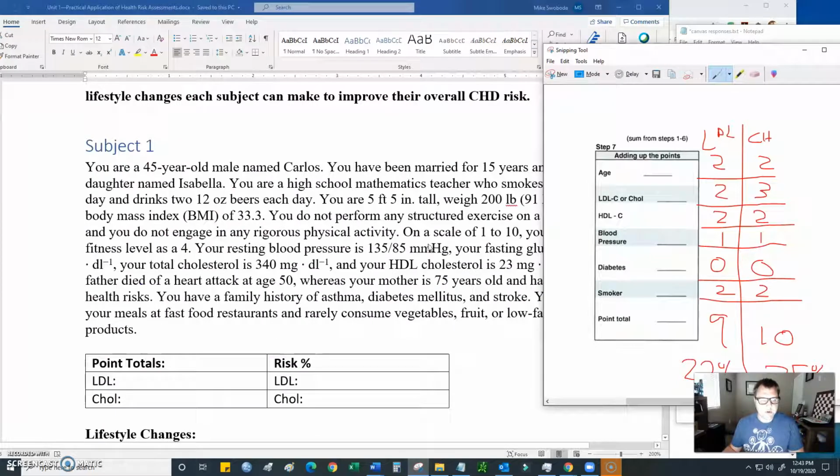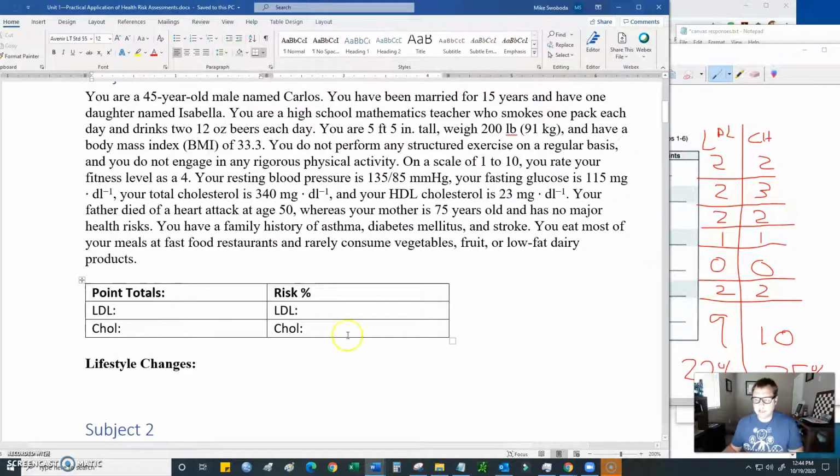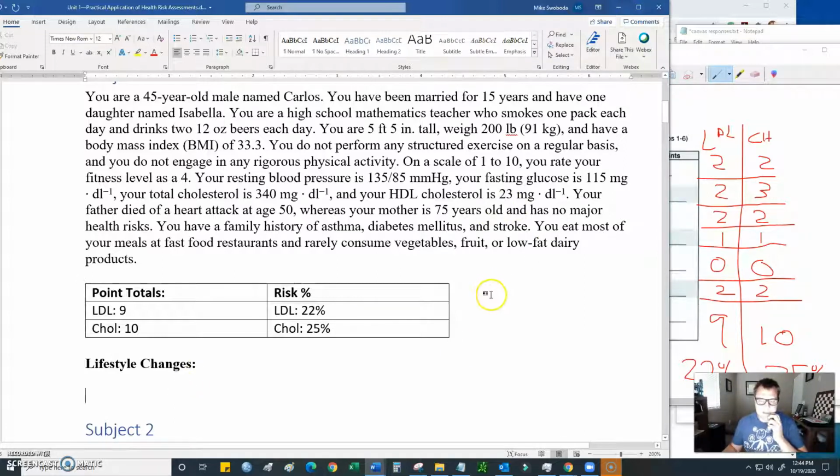So what I'll do is go back here and include in his points total the LDL total, which was 9, the cholesterol total, which was 10, the LDL percent, which was 22, and the total, which was 25. And then I would write here 3 to 5 sentences about how he would make changes to improve his status. So that is your assignment for the week, and I will see you all later.